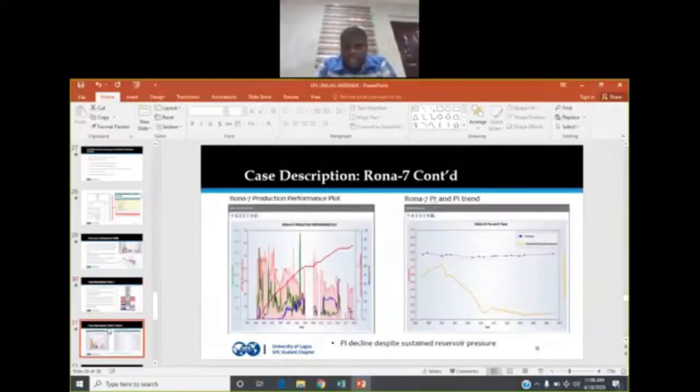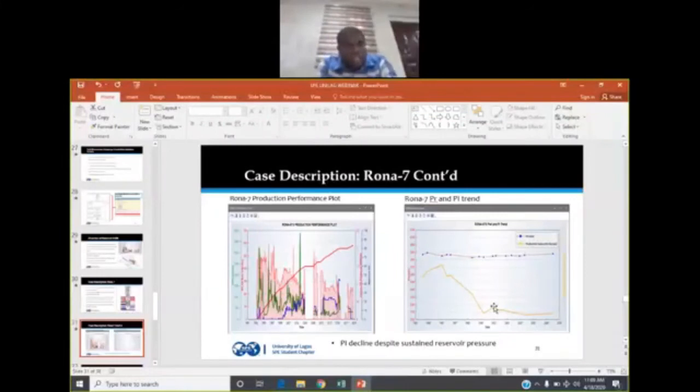I'm just trying to be fast because of our time. And I would like to bring your attention to this. We made a plot of the reservoir pressure and productivity index over time. If you look at the reservoir pressure on my right, you notice that the reservoir pressure is fairly constant over time, which is something we expect, because this reservoir has a very strong aquifer.